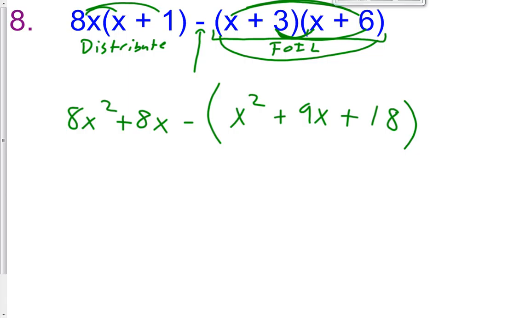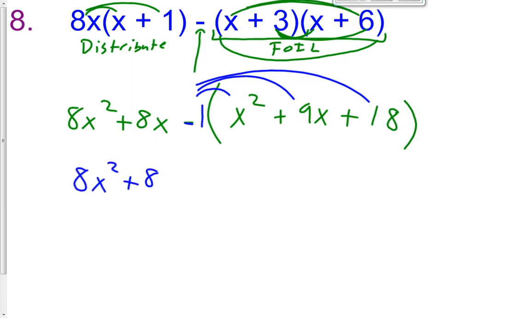Now I'm going to distribute this negative sign. This negative 1 that is outside my parentheses. So basically I'm changing the sign on every term in the trinomial. 8x squared plus 8x minus an x squared minus 9x minus 18. So that's the trick on that one. Got to be very careful that you follow all those rules with those negative signs.